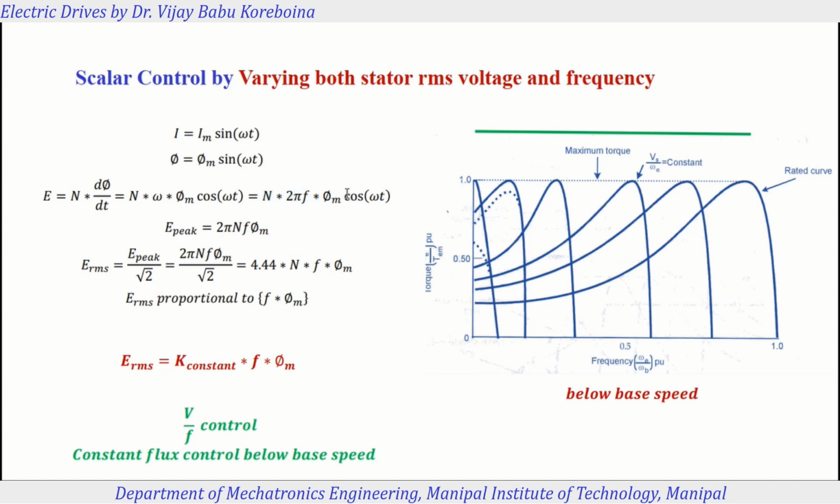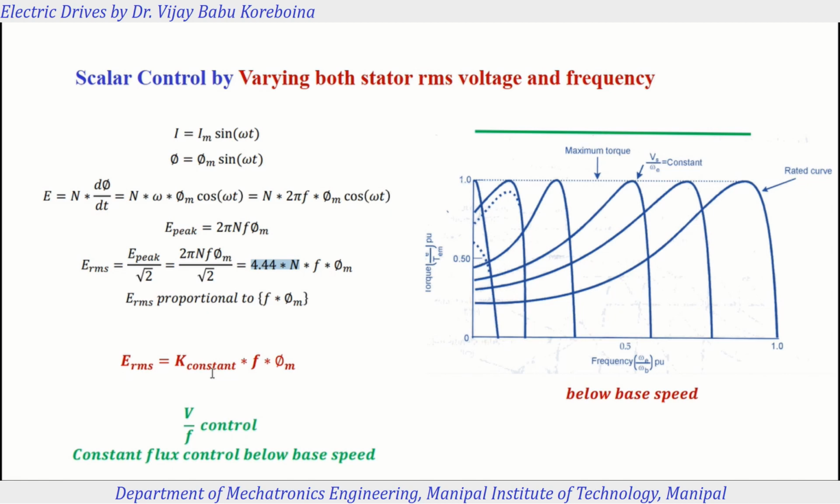Phi m is the rated flux. So this entire thing is the maximum. We know very well for AC quantities, peak divided by square root 2 is the RMS quantity. Applying that, the final equation will be 4.44 times N, where N is the number of turns, which will be constant for one design already done, times f, where f is the frequency, and phi m is the rated flux. So E RMS is proportional to flux into frequency.